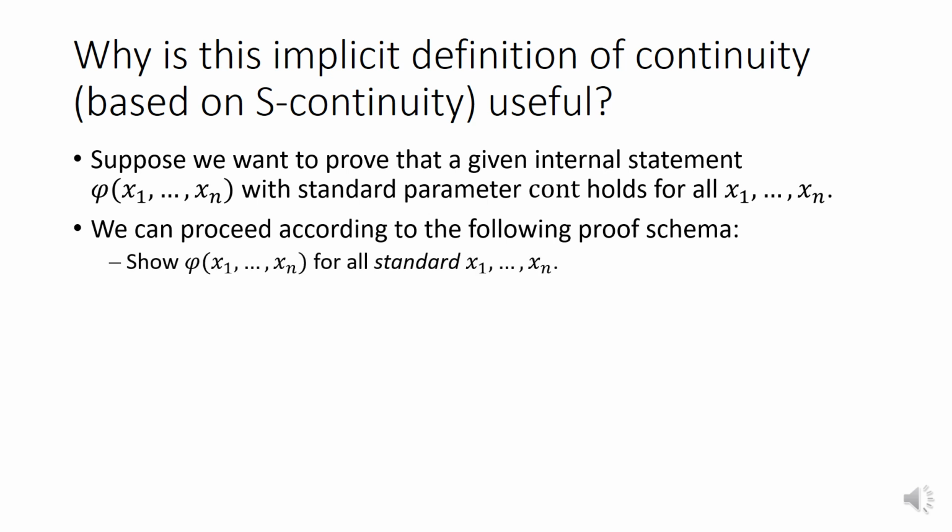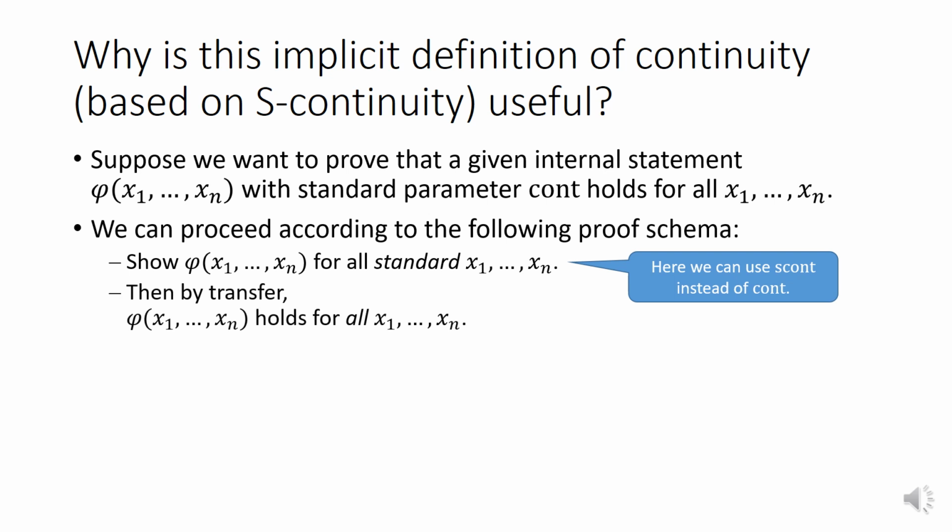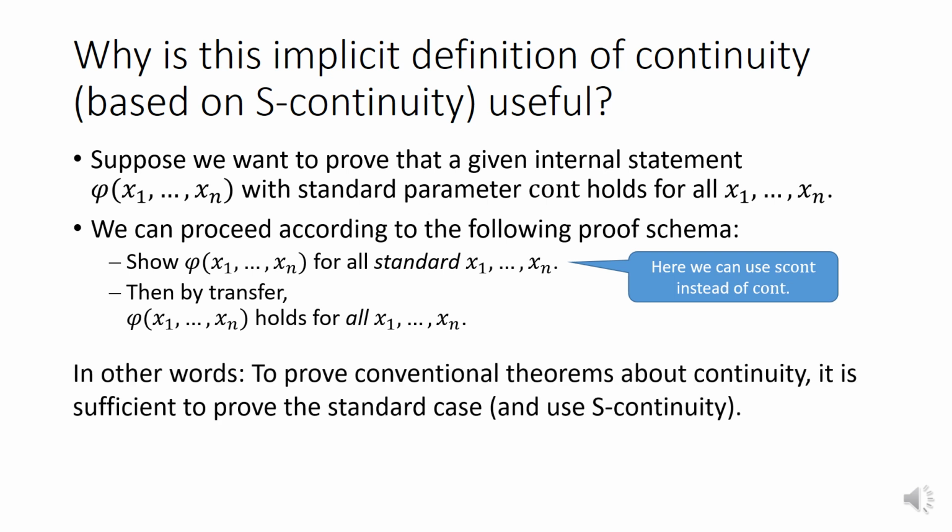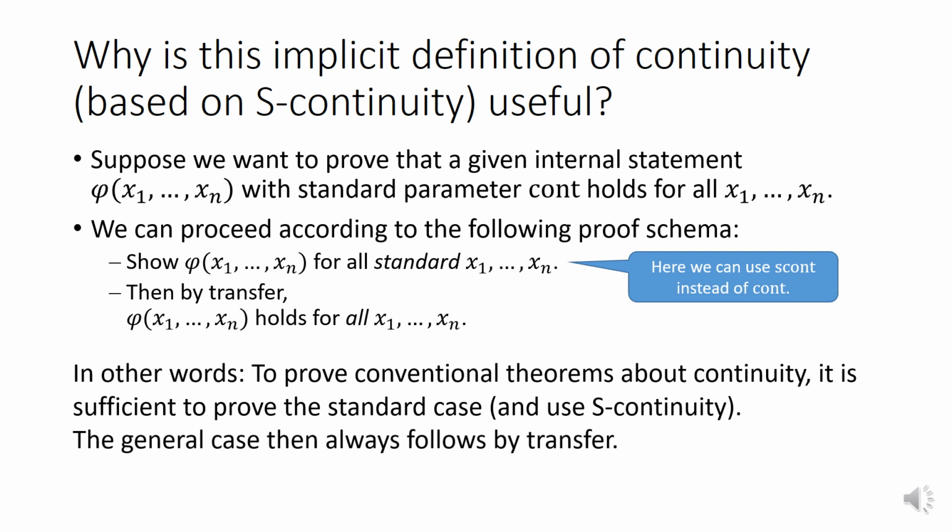Show phi of x1 to xn for all standard x1 to xn. Here we can use S-cont instead of cont because all parameters are standard. Then, by transfer, phi of x1 to xn holds for all x1 to xn. In other words, to prove conventional theorems about continuity, it is sufficient to prove the standard case and use S-continuity. The general case then always follows by transfer.